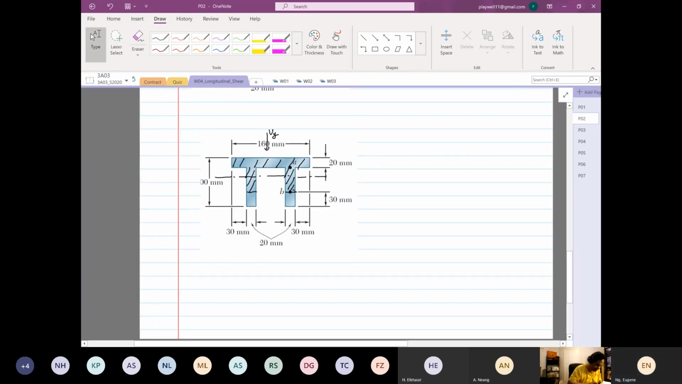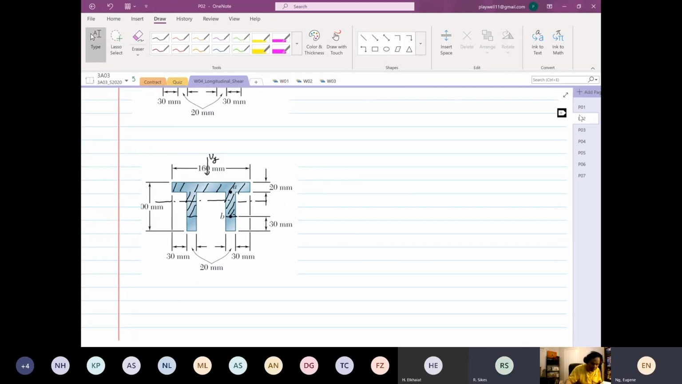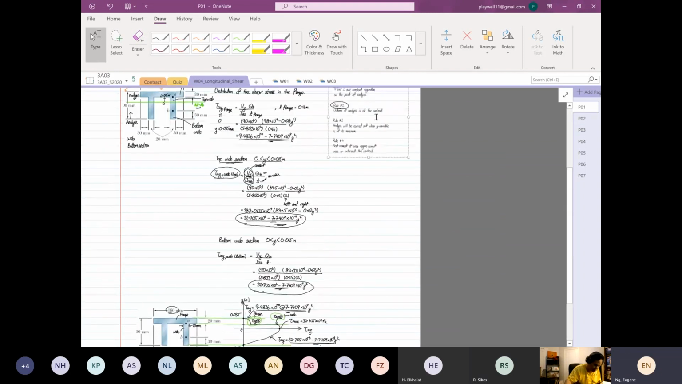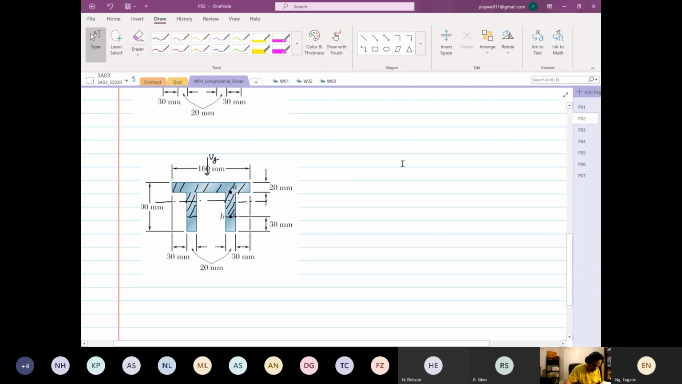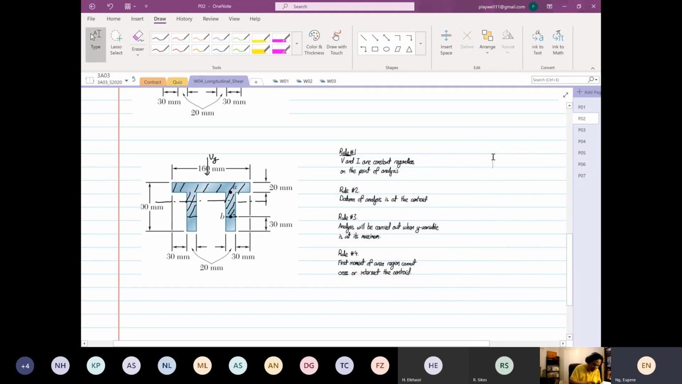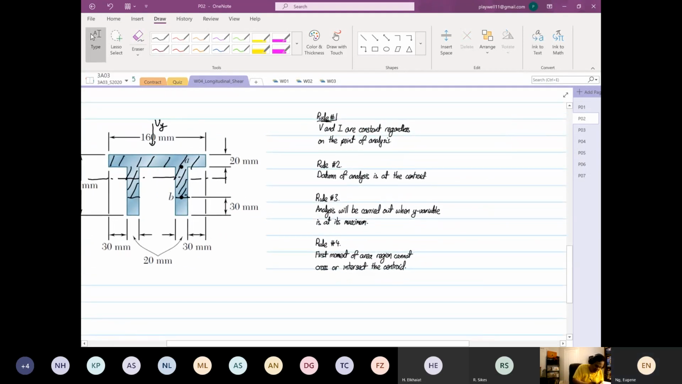Anyone? It passes through the centroid. Yeah. What is the rule that we have stated? So the rules, I'm going to copy these rules again. All right. So one of the rules that we have derived is what? The rule number 4, first moment of area cannot cross or intersect the centroid. I had this problem when I was an undergrad. Even I have this problem when I'm teaching this topic. That's why I have to write down these rules.